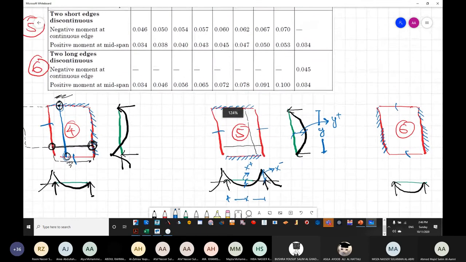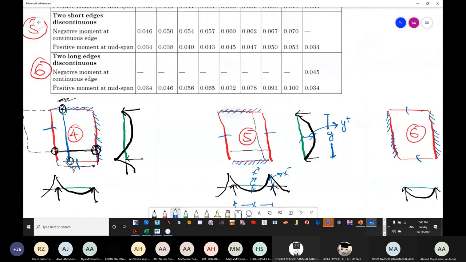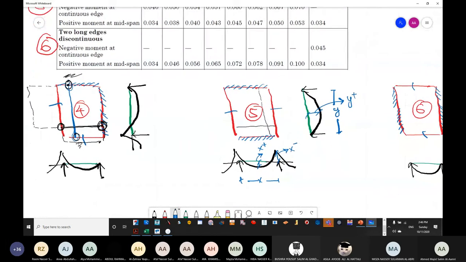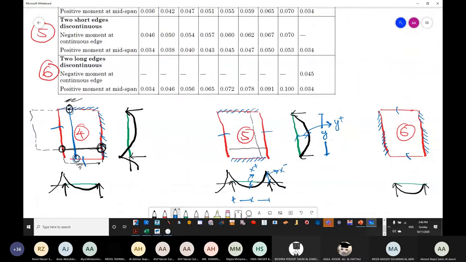Let us return to case number five. Now, if you go to case number five, you will see we have two short edges discontinuous. When it comes to x, there will always be a negative and positive value, one positive and one negative. But when we had the y, according to my drawing and according to my table, there will only be a positive value, there will not be a negative value. It means that whatever I have drawn is correct. Are we clear?